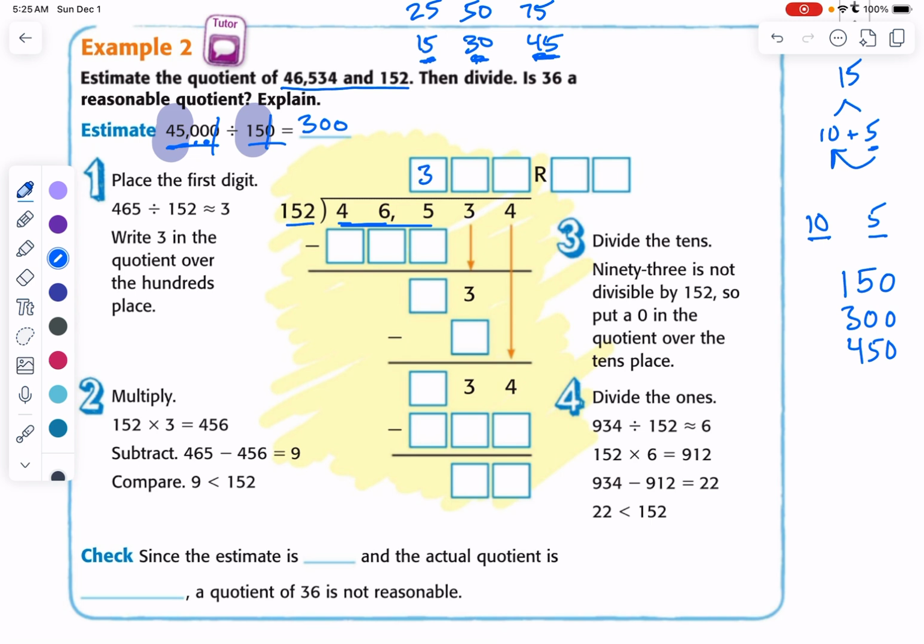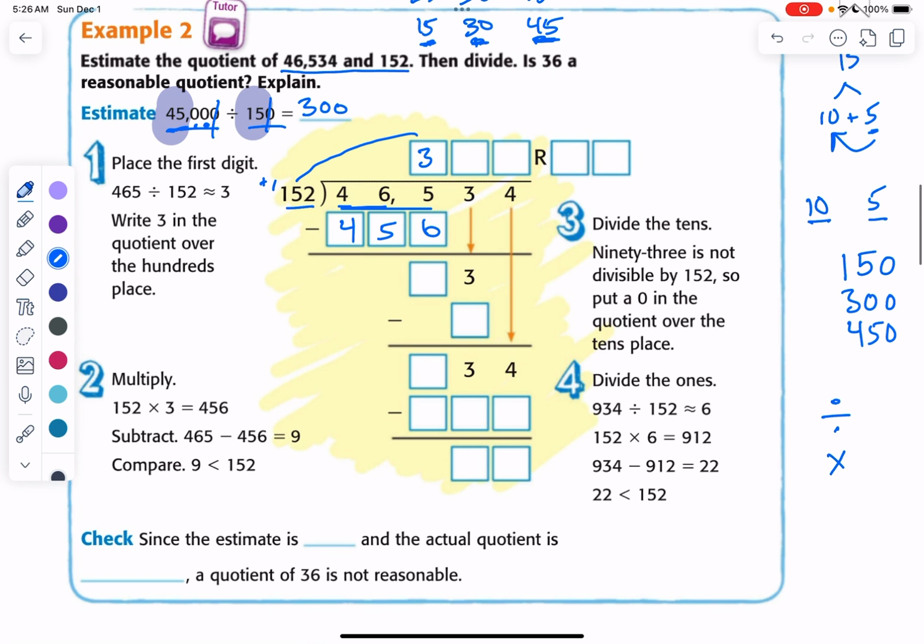Now I divided. Now I need to multiply. 3 times 2 is 6. 3 times 5 is 15. 3 times 1 is 3, plus the 1 from the 15 is 4. Okay, and now I subtract. 5 take away 6. No, this is not 6 take away 5. It's 5 take away 6, so I need to regroup. Borrow from the 6, make it a 5, give the 10 to the 5, now it's 15.